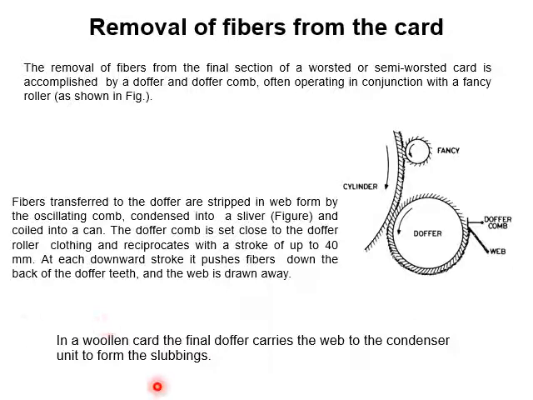Now in the case of a woolen card, the final topper carries the web to the condenser unit to form the slubbings. Because in a woolen card, the slubbings have to be formed, and in the case of a worsted card, it can be either a ball or deposited as sliver in the can.